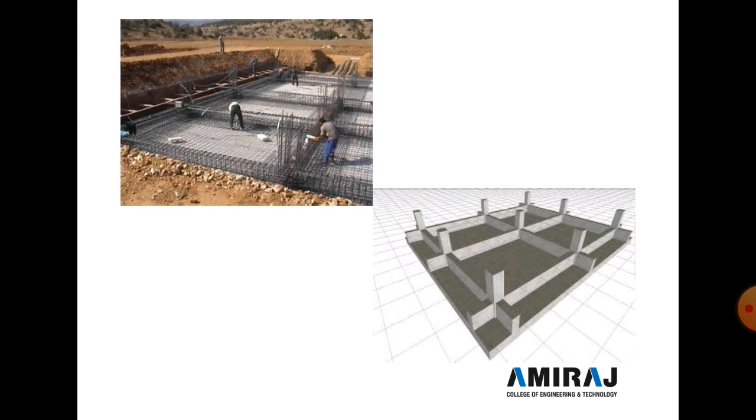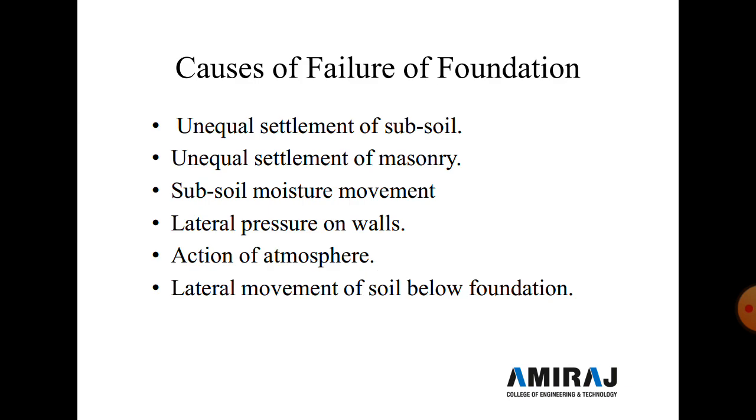The figure shows the raft foundation. All the columns are connected with a raft foundation. So here settlement is decreased. Now, causes of the failure of foundation. Here are the main six causes of the failure of the foundation.